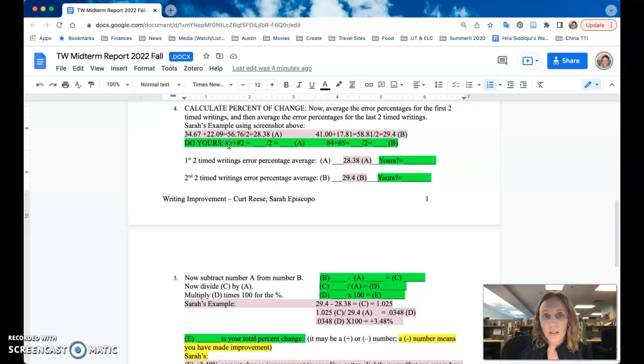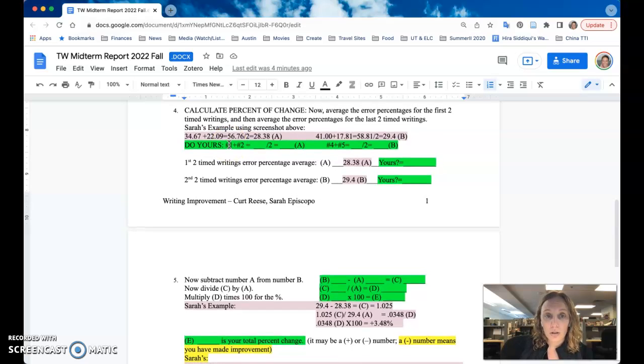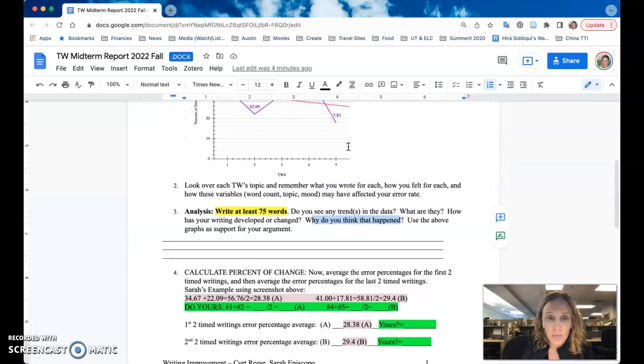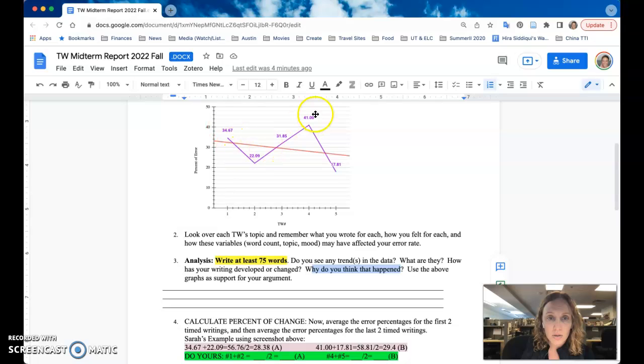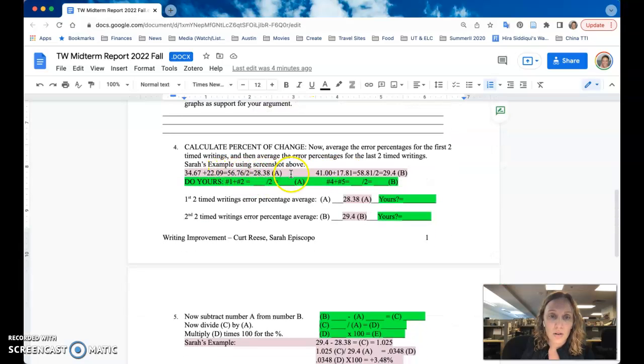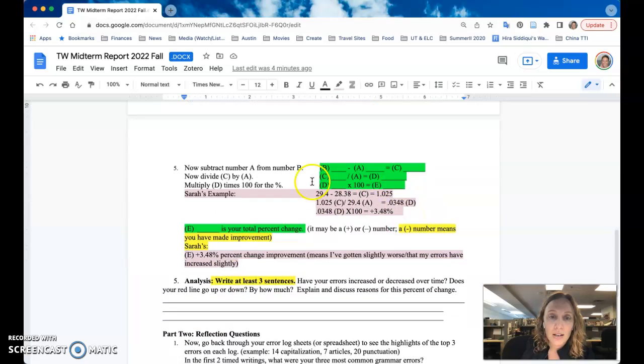If you see something in green, that's where you do your math. But if you see something in pink, that's where Sarah's used her data to create her examples. So the average of number 1 and number 2, get an average. The average of number 4 and number 5, get an average. We got those numbers here. There's A and B, A and B. What are yours?